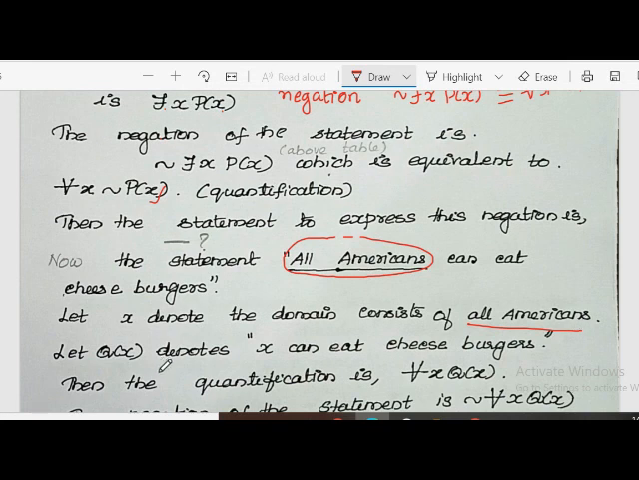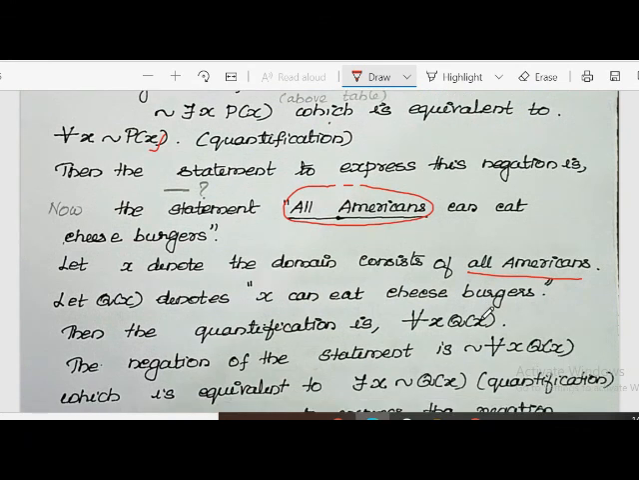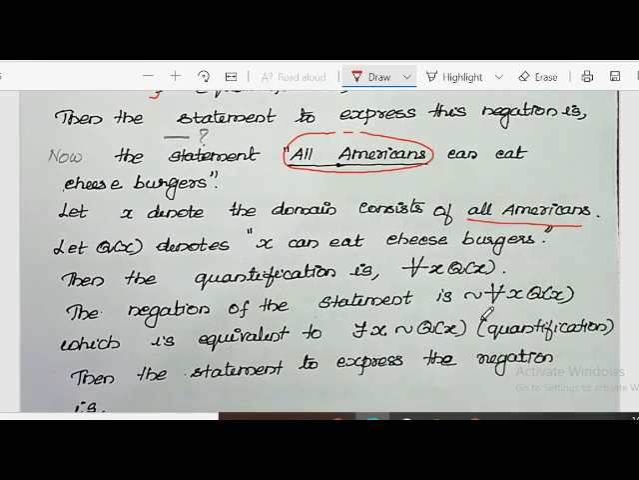How will you define the predicate Q of X, which can be expressed as all Americans. That means X can eat cheeseburgers. So X can eat cheeseburgers, and you can write the negation. What is the negation of Q? I can say X cannot eat cheeseburgers, or it is not the case that X can eat cheeseburgers. Like this also we can express. So the quantification for this statement is all. All is the connective word here. So all means for all X, Q of X.